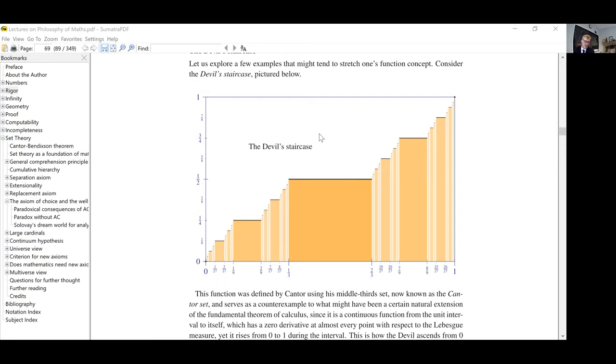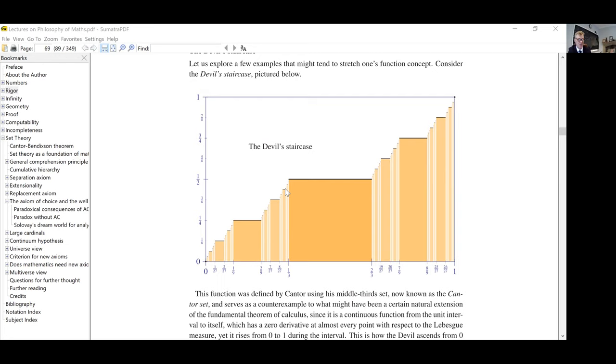So it's a continuous function you can prove, and it has a remarkable property. Namely, it's flat on all of these intervals, and the total length of those intervals is 1. The Lebesgue measure of the Cantor set, which is the places where those intervals are, is full measure. It has measure 1. And so this is how the devil ascends from 0 to 1 in a continuous manner, while almost always being completely motionless. The function has a zero derivative almost everywhere, and it's continuous, and yet it's not a constant function.